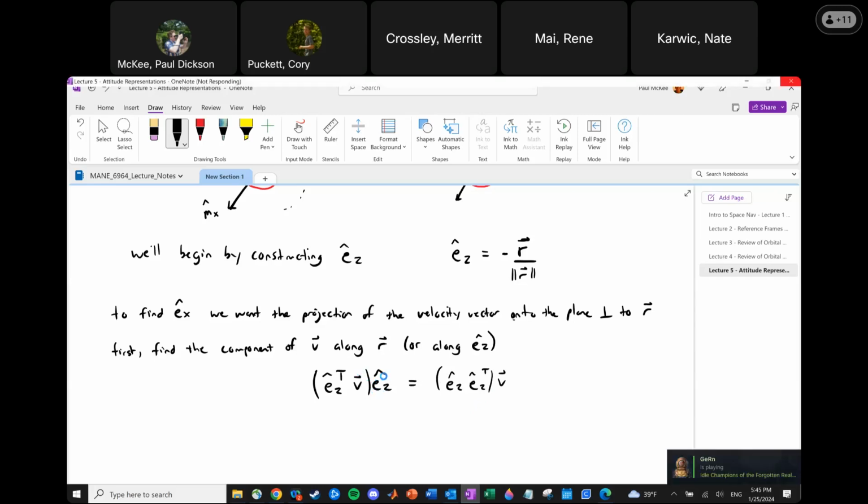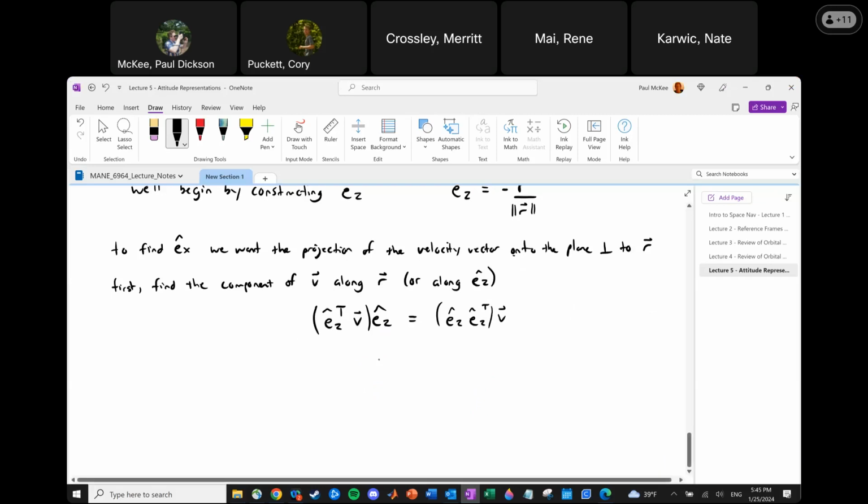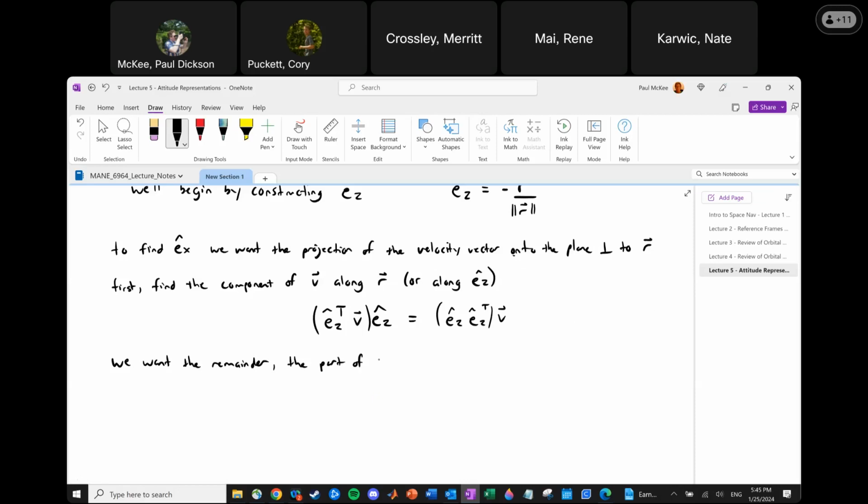Okay. So if we scroll down a bit, and I think OneNote is being a bit annoying, so we might need to save and restart at some point. But anyway, this is not what we want, right? This is the component of V that is along the radial direction. We want the rest of V, right? So what remains of the velocity vector must be the part that is perpendicular. So we want the remainder, or in other words, the part of V which is perpendicular to EZ.